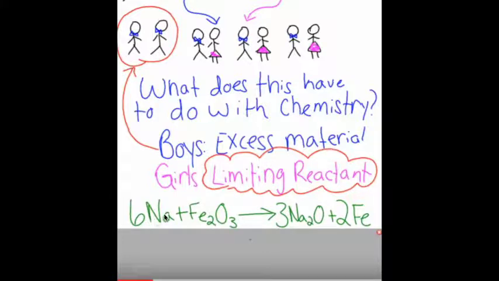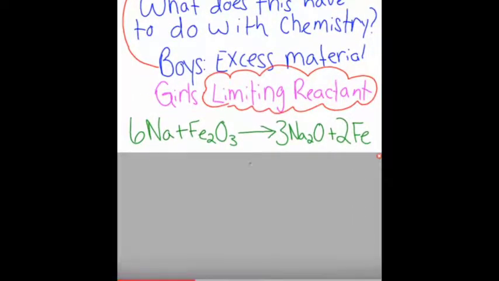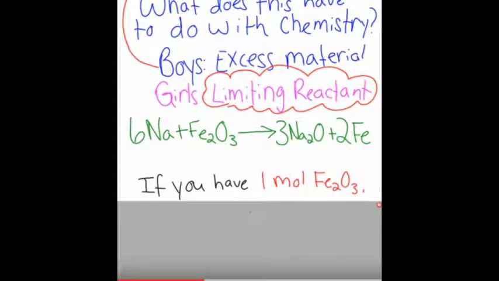So we've got 6 sodium, 2 iron oxides, 3 sodium, and that mixes together to produce 3 sodium oxides and 2 iron molecules. So let's figure out what the limiting reactant may be. You're probably thinking, well, that must mean that it's the smaller number. That's kind of a common misconception. The smaller number is not necessarily the limiting reactant. It's how much of the smaller number you have.